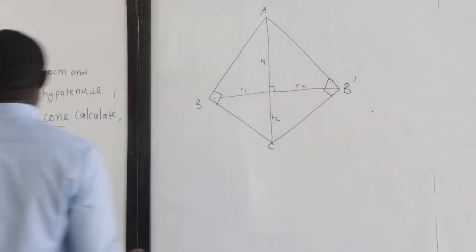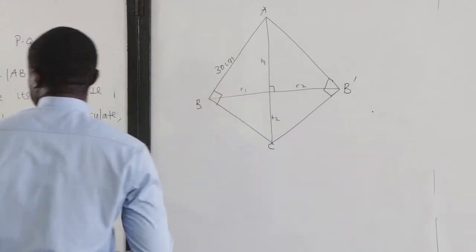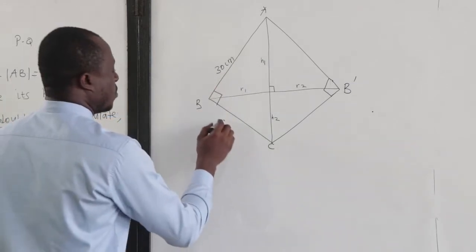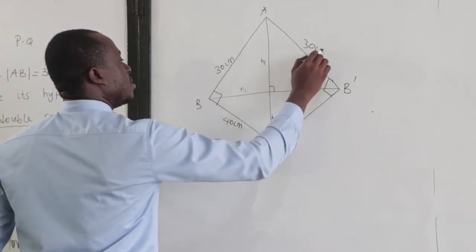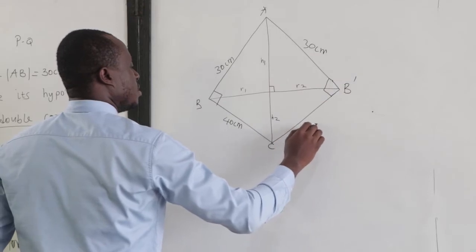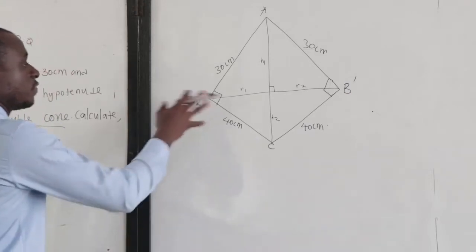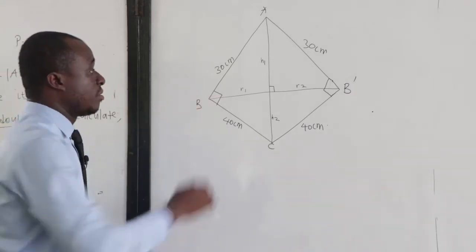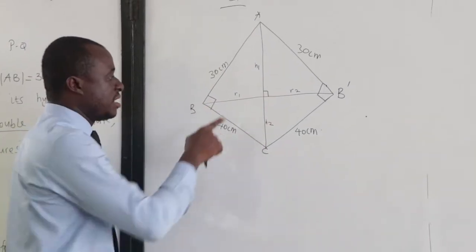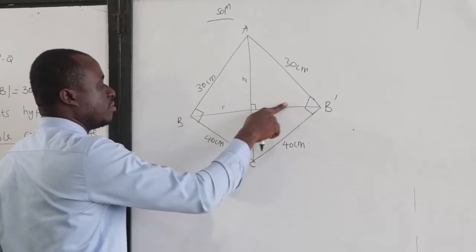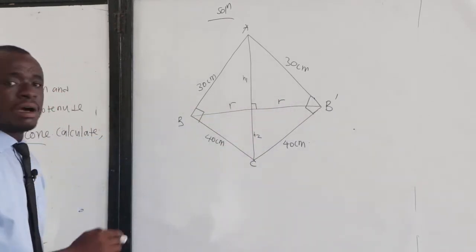Now from the question, we are being told AB is 30 centimeters, BC is 40 centimeters. So this is 30 centimeters and this is 40 centimeters. Now the first one says we should find the base radius. We want to find R. But know that R1 and R2 are the same. The radii are the same, so let's just indicate it by R. Now how can you get R?